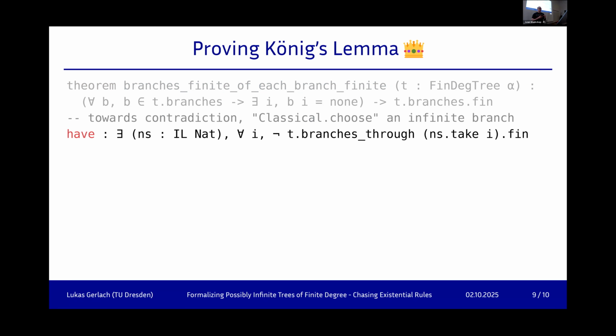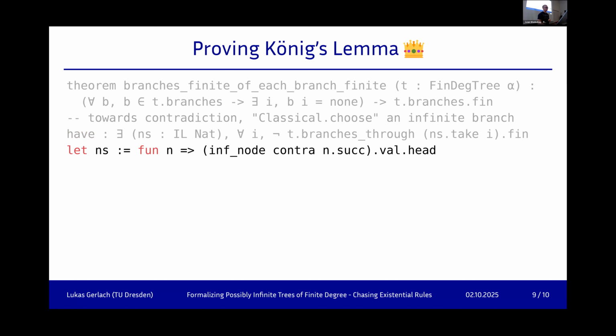And the key idea is to go by contradiction and just assume that there would be infinitely many branches, but then show that you can find a path through the tree such that every node that you take in this branch has infinitely many branches going through it. And by that, you can then show a contradiction to every branch being finite. So what we want to show as a sub-result is exactly this. There exists this infinite list, this infinite address list, basically, such that every node that we take in there has infinitely many branches going through it. And we're going to define this in this way, right?